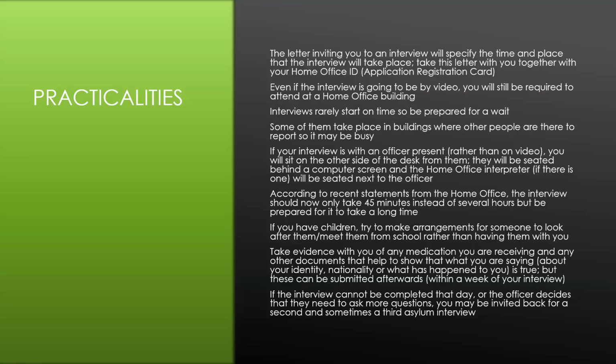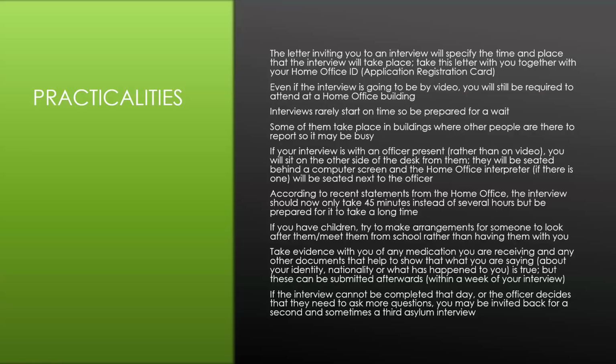Now, whether or not the interview is by video, take evidence with you of any medication you're receiving. Might be just the box of tablets so you can show what it is, even on the video. Any other documents that help to show that what you're saying about your identity, your nationality, what's happened to you is true. Although those can be submitted afterwards within a week of the interview.